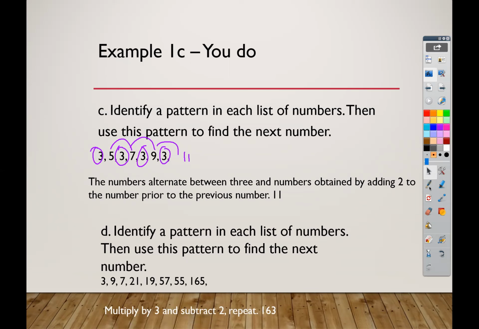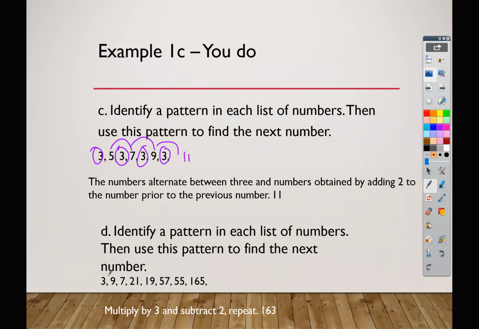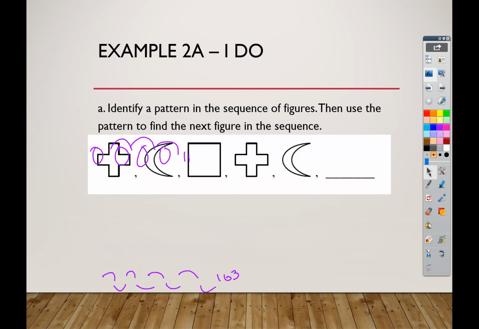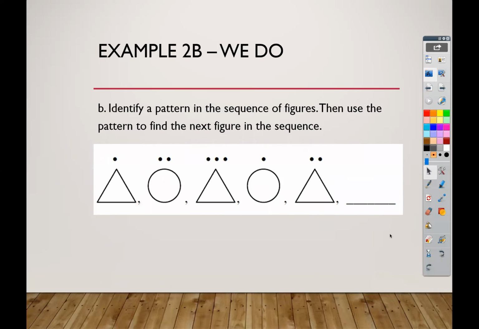Multiply by 2 and multiply by 3 and then subtract 2. So multiply by 3 minus 2. Multiply by 3 minus 2 times 3 minus 2 times 3 minus 2 would be 163. All right, identify a pattern and then use the pattern to find the next figure in the sequence. So the next would be a square.